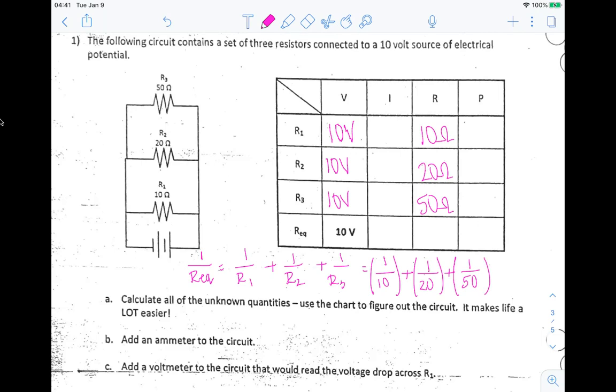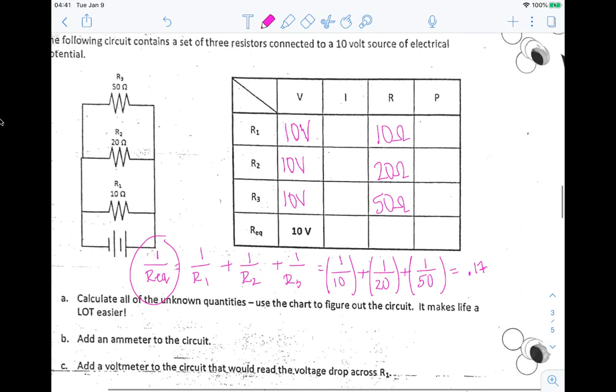When you put this in your calculator, 1 divided by 10 plus 1 divided by 20, again, make sure you're using your parentheses there. And you should end up with, as a decimal, 0.17. However, this is equal to 1 over Req, and we need to make sure we're solving for Req. In order to do that, we're going to take the inverse of this.